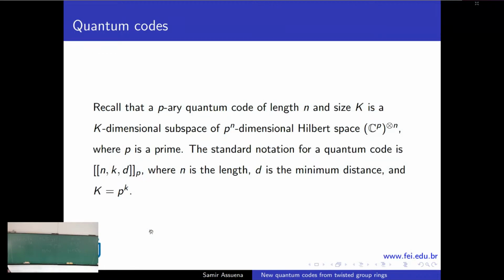How to construct quantum codes from classical codes? I should thank Claude for the very nice talk on quantum codes. After his talk, I just realized maybe I have nothing to say, but I hope I have something to share.